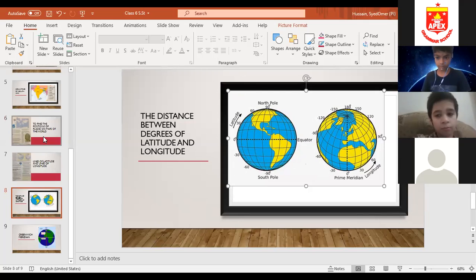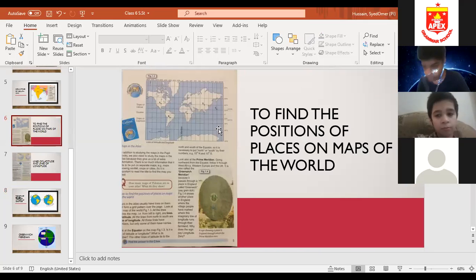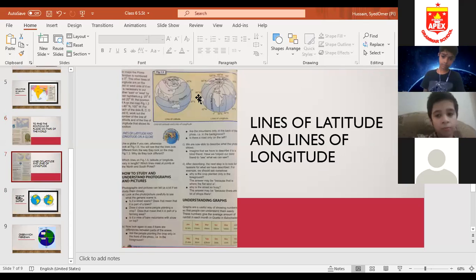As you can see in this picture, you can look at your books, either east or west is written on the lines of longitude. On the right hand side of the 0°, east is written, and on the left hand side of the 0°, west is written. What are they telling you? That we have positioned these lines as either east or west, so that we can find the position of places.